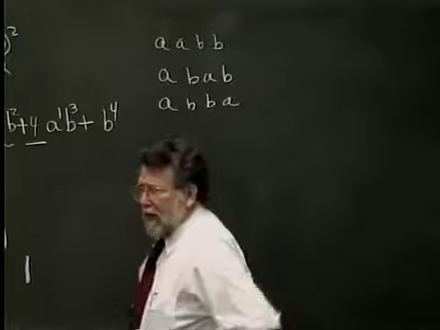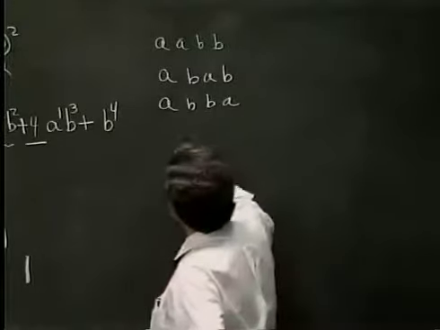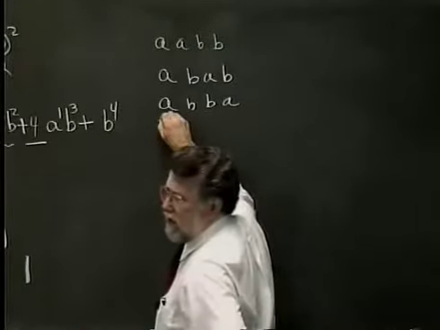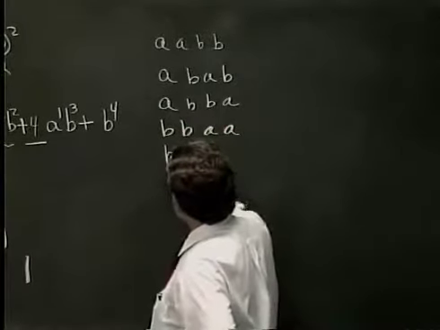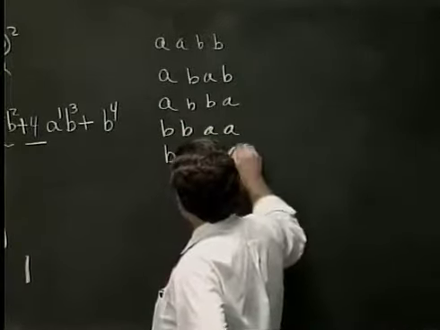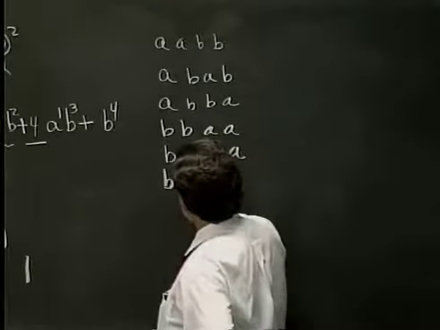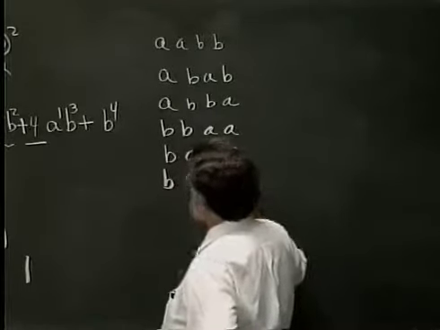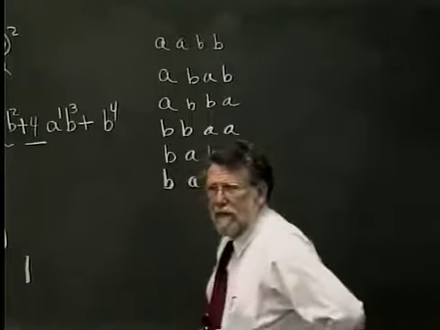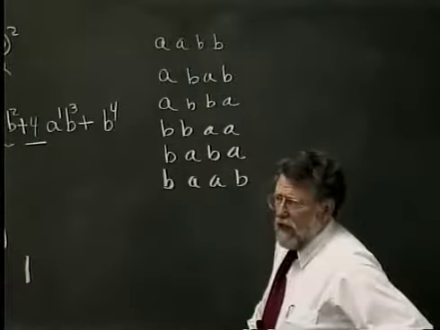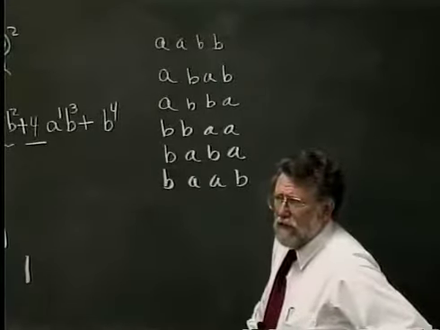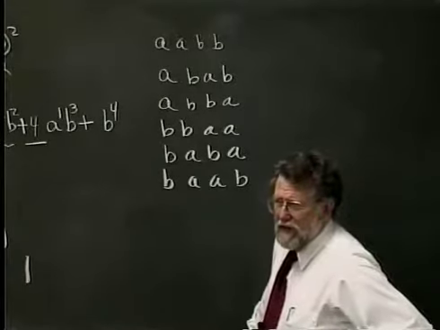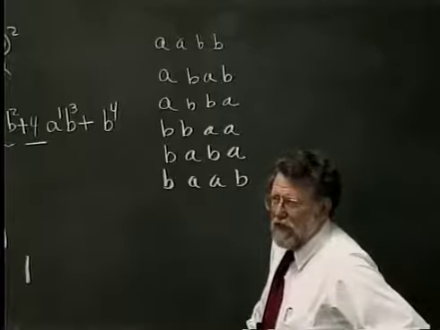Now, I could also have what? Instead of starting with the A, I could say B, B, A, A. Or B, A, B, A. Or B, A, A, B. All of those will give me a squared, b squared. How many of those arrangements are there? 6. That's where the 6 came from.